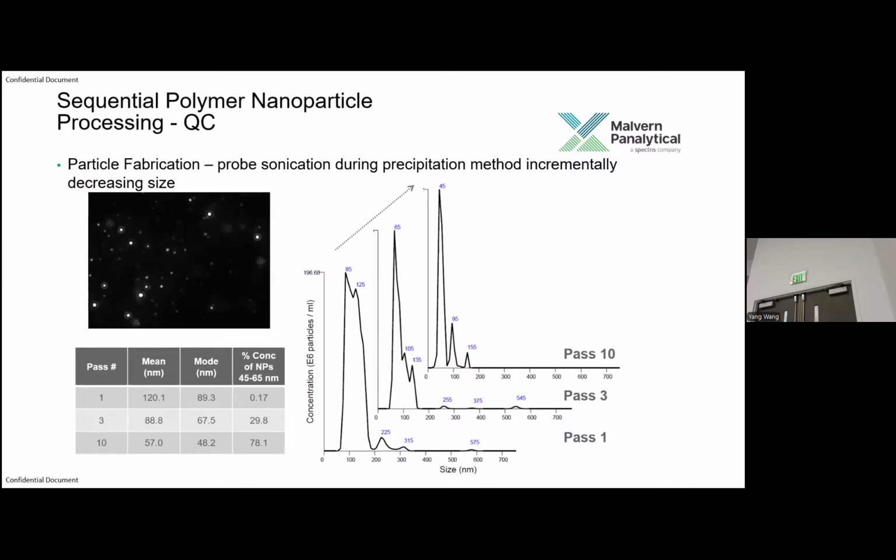But then as they went through a third pass, they were starting to get more into their target range, just shy of 30%. And then by 10 passes, they were getting an overwhelming majority of their sizes within that target range, 78.1%. So you get the idea that you have a number-based distribution, you can gate, and you can get a better understanding of your quality control.